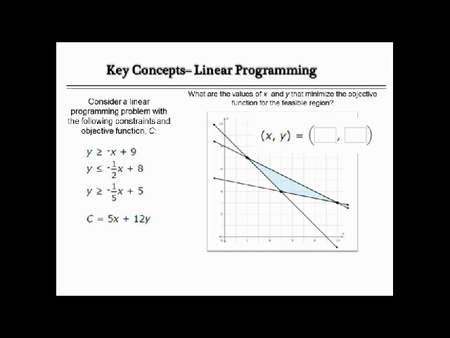We have 3 more constraints that have been graphed. They have been shaded in. That's our feasible region. We have our objective function, c equals 5x plus 12y. And this time they're asking, what are the values of x and y that minimize the objective function? So now we're going to find out which one is the minimum value and then just give that x and y value. So we're going to basically be doing it the same way.